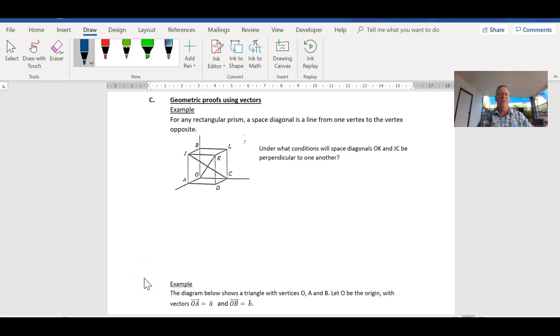Welcome back to the walkthrough of our videos for topic 2, vectors and matrices. This is video 4 and we're on page 9. This is the last little bit of the subtopic, algebra of vectors in 3 dimensions. Previously we've looked at geometric proofs using vectors, but only in 2 dimensions. Now we're going to have a stab at doing things in 3 dimensions.